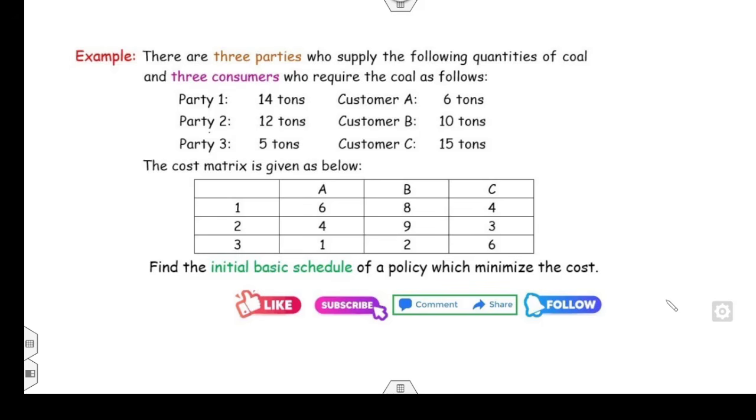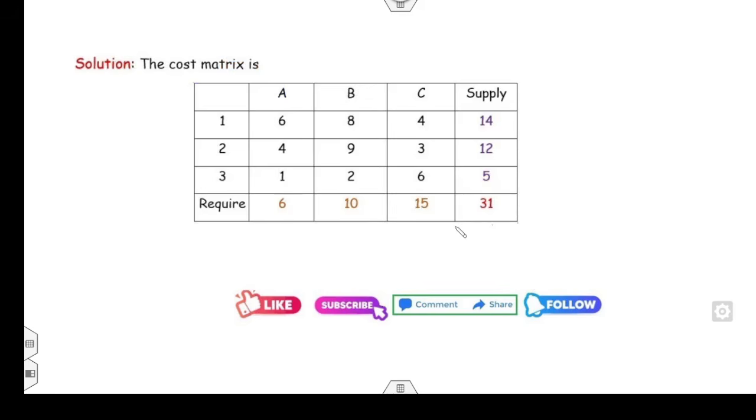Look at this next one. There are three parties, party 1, 2, and there are the customers. So the party 1 turn is 14, party 2 is 10, 12, 5. Similarly for the customer A 10, 20, 10, 6, 10 and 15, and your target is minimization. Fine. So check first whether it is balanced or not, and clearly it is a balanced problem. Once this is the balanced problem, we can start with the allocation.